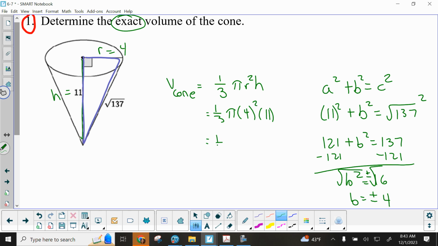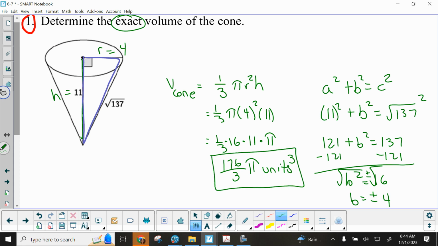All right, so I've got 1/3, and I'm going to have 16, and then times 11, and then I have my pi. So now I just have to multiply. And I know, obviously our calculator can handle this, but if I divided by the 1/3, I'm going to get a repeating decimal unless 11 times 16 is divisible by 3. So I know it's probably going to be out of thirds. So I have 176 thirds times pi, and my units are going to be cubed because it's volume. That would be my exact answer.